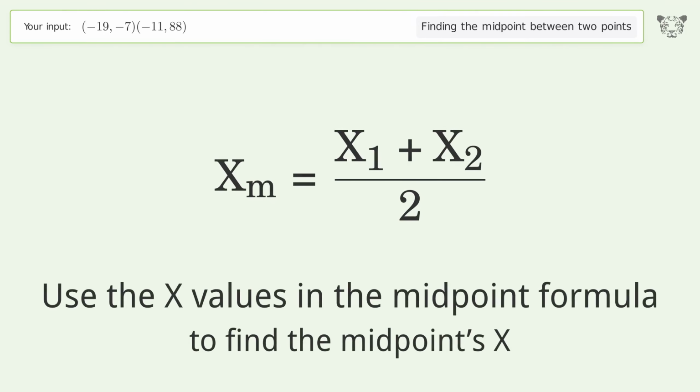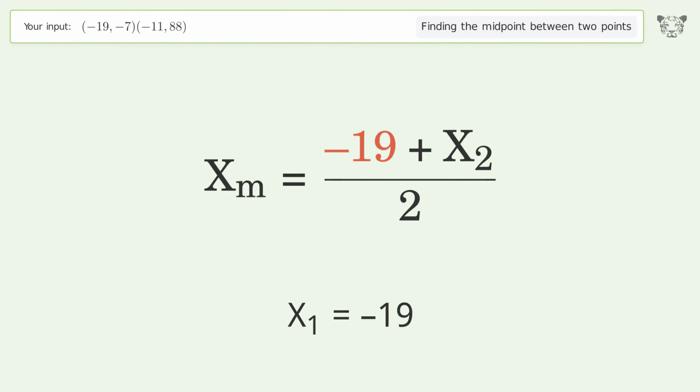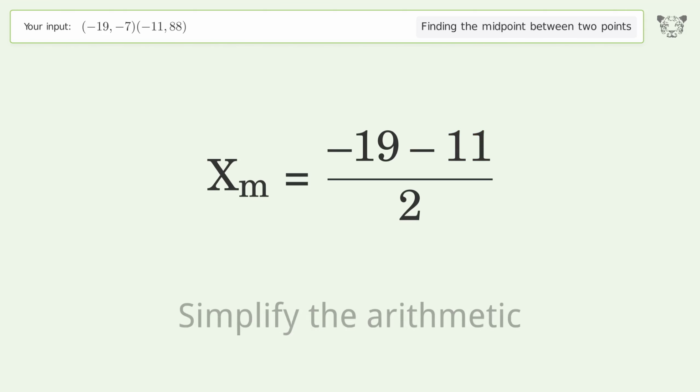Use the x values in the midpoint formula to find the midpoint's x. x1 equals -19. x2 equals -11. Simplify the arithmetic.